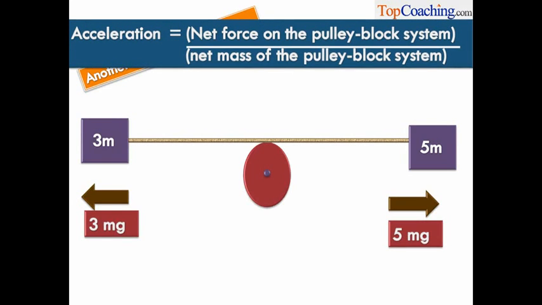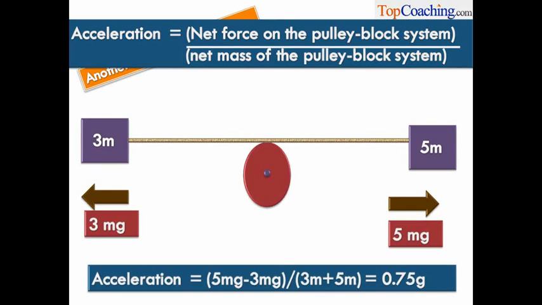You can then say that acceleration is net force on the pulley block system divided by the net mass of the pulley block system. The net mass of the pulley block system is 8m, and the net force on the pulley block system is 5mg minus 3mg, isn't it? We are assuming that the 5m block is pulling the pulley block system to the right with a force 5mg, its weight, and the 3m block is pulling the pulley block system to the left with its weight 3mg. So we can say that 5mg minus 3mg divided by net mass is the acceleration of the system, or the acceleration of the system is 5mg minus 3mg by 8m, which comes out to be 0.75 g.